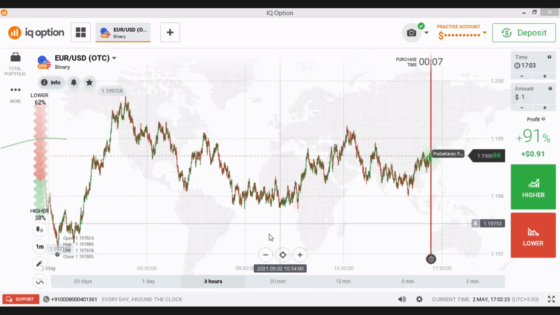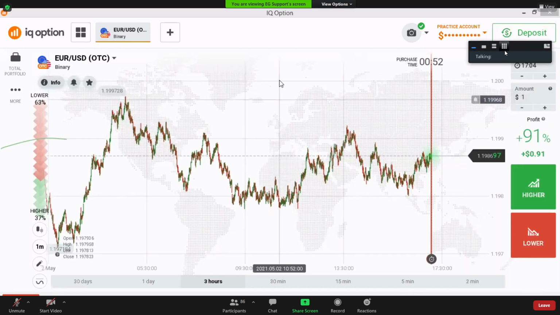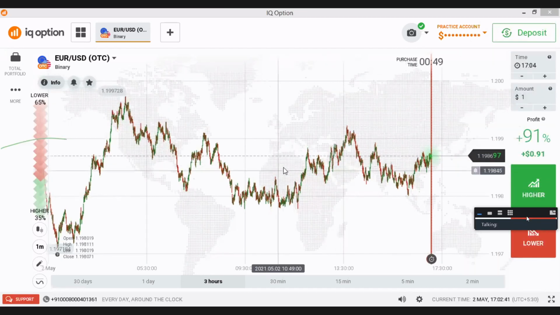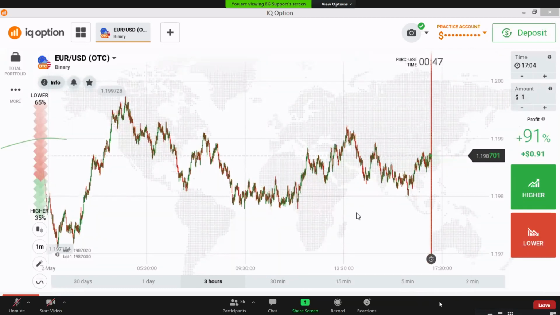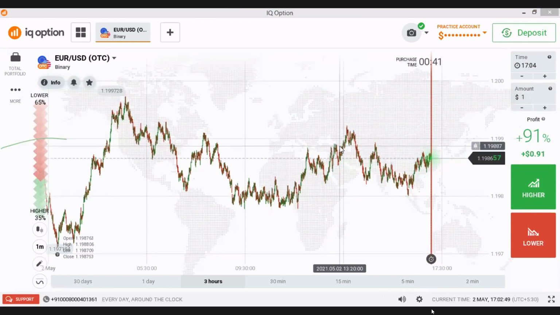So I'm going to explain about SNR strategy today. Strong levels. How to draw strong levels. I will explain today. So we already know about SNR levels. SNR level is nothing but buyers and sellers area. So I will show you here.